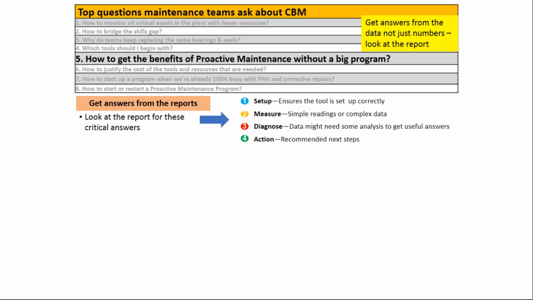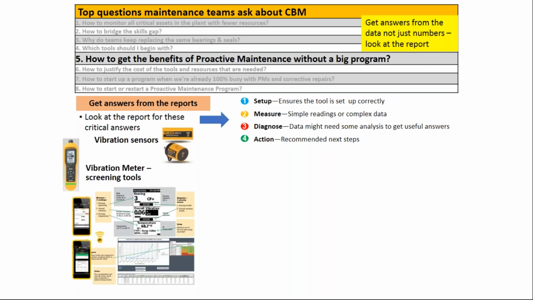Number 1, when I set up the tool, is it set up correctly? Number two, when I take my measurements, am I getting good data? Am I getting good results? Because garbage in is garbage out. Number three, am I getting answers from the data? Because if I'm just getting a bunch of numbers, numbers don't tell me a thing. I need to know what's wrong with the machine. And number four, do I have an action step? So I need to know, am I getting good data? Do I have a good setup? Am I getting answers? And am I getting an action step?